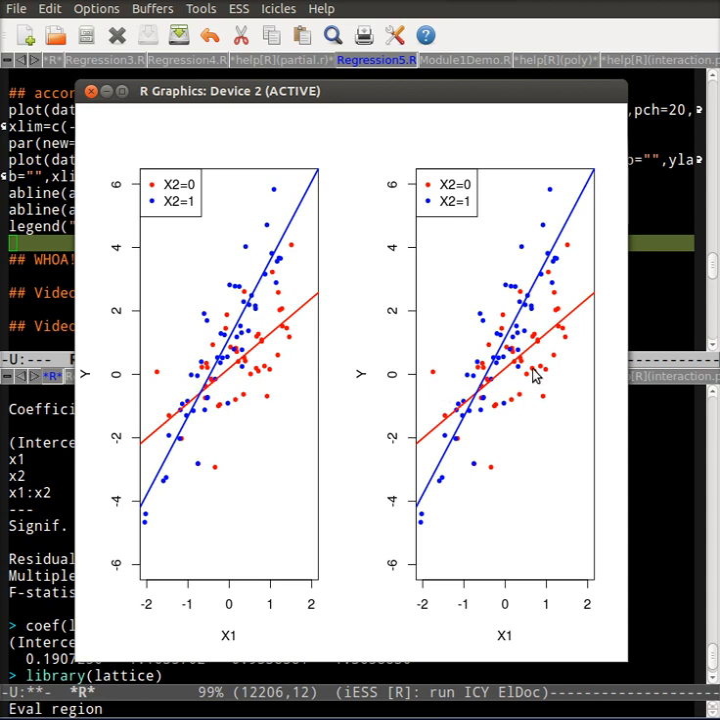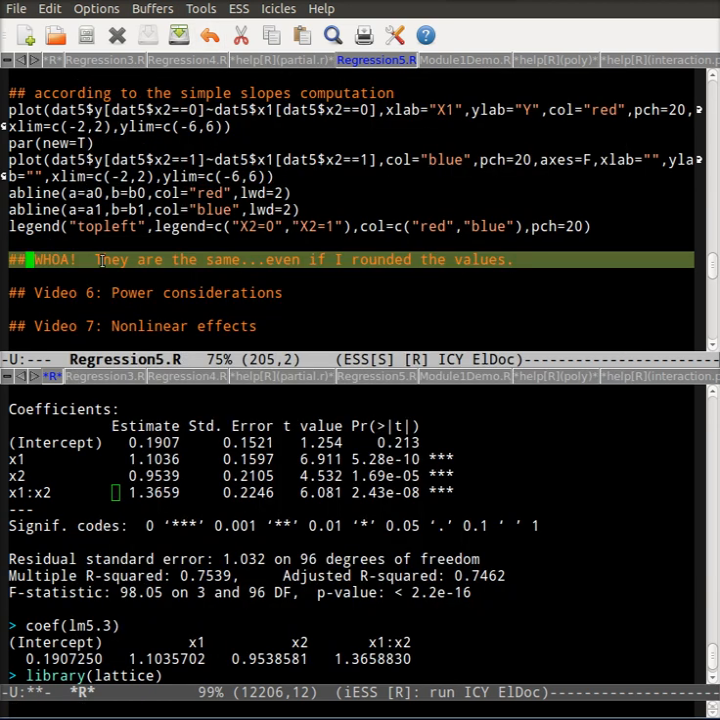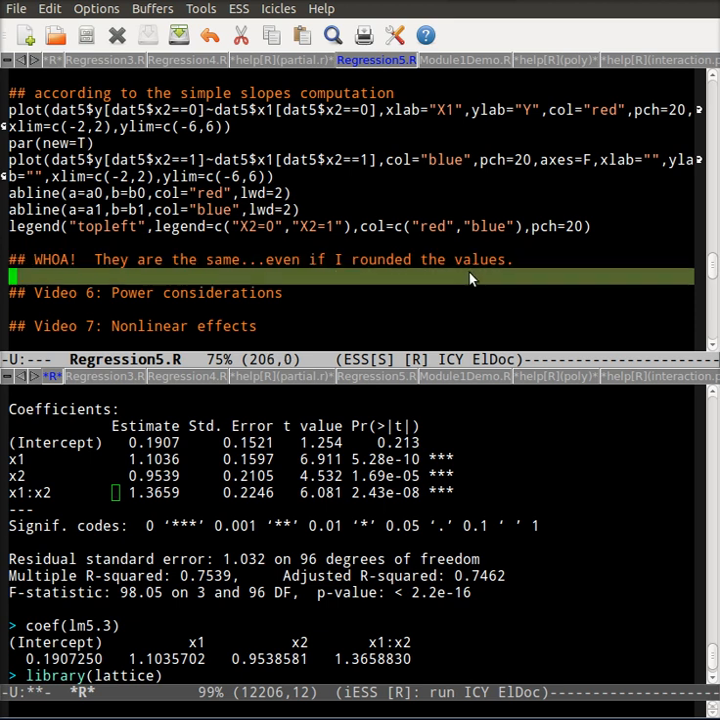So simple slopes and simple intercepts, while it might require a few steps in order to calculate them, are an easy way to interpret the effects so that you're not struggling to figure out how to interpret significant main effects for your moderator or simple interaction effects, and so that you can easily characterize them and communicate them in the papers that you write. So that's the reason why we try to plot them. Sometimes we plot them for ourselves, and other times we plot them for our audience. So I put in here, whoa, they're the same even if I rounded the values, and sure enough they are.